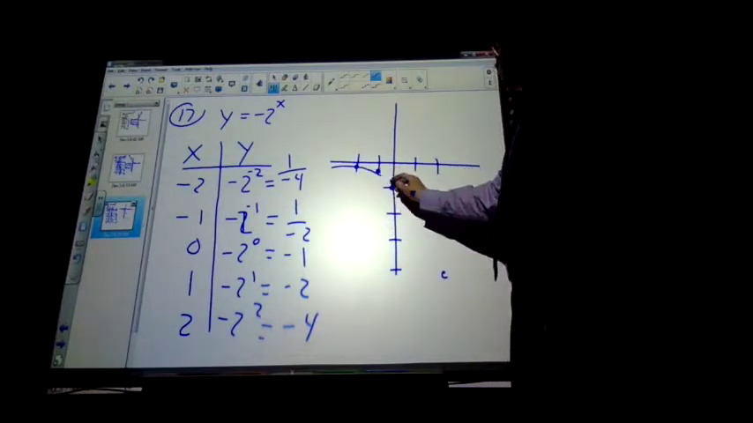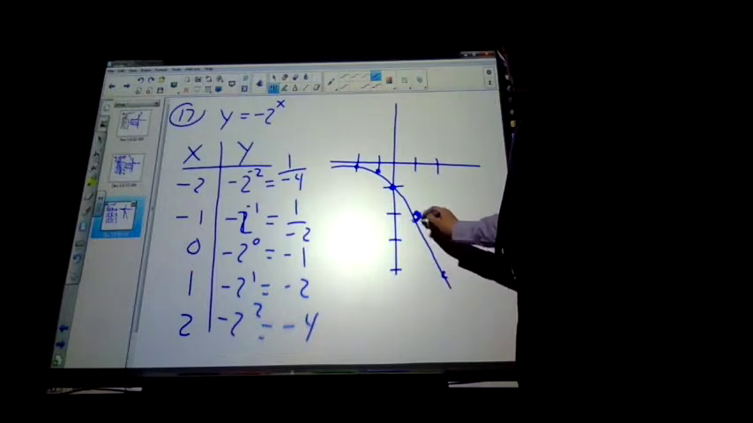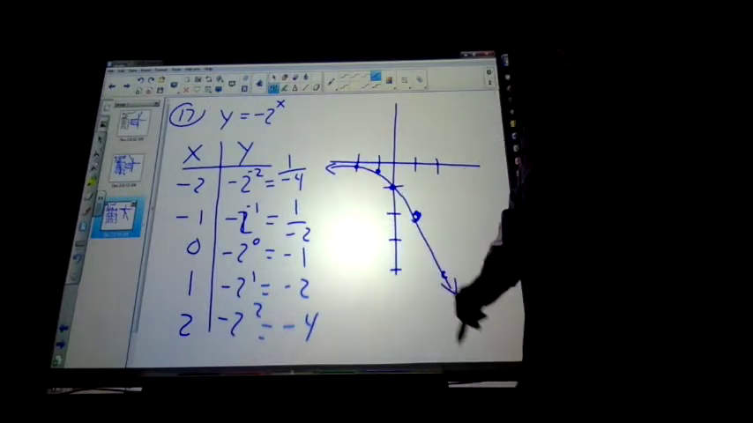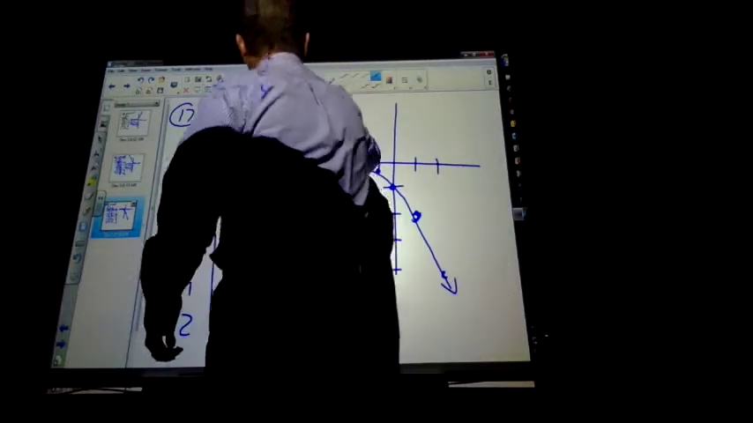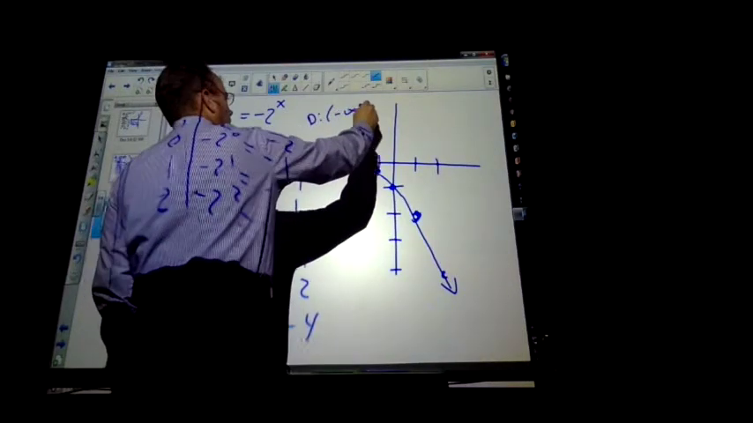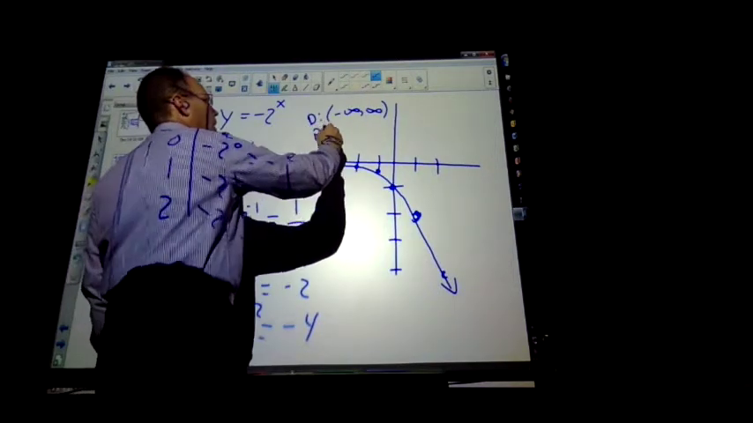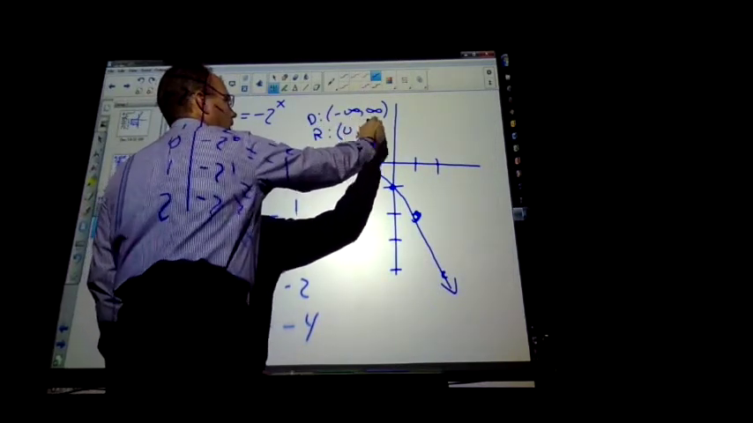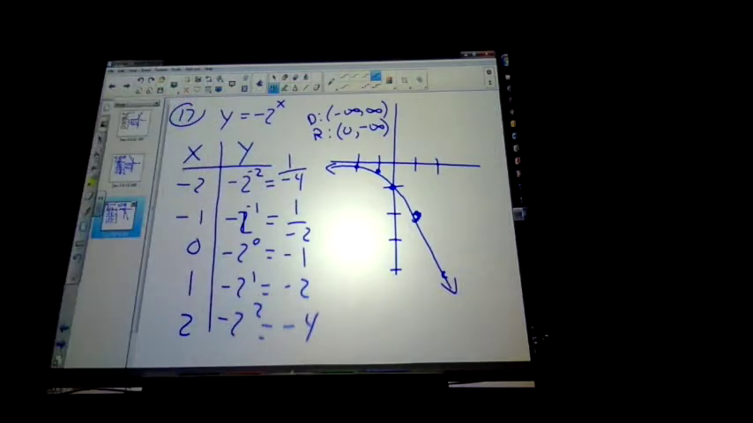So what did this graph do different, and why? Is this growth or decay? It's decay. It flipped over the x-axis because we had a negative base. So our domain is negative infinity to positive infinity. I plug everything in, while my range is going to go from 0 to negative infinity. Okay? And then 19, pretty simple, just plug in and go.